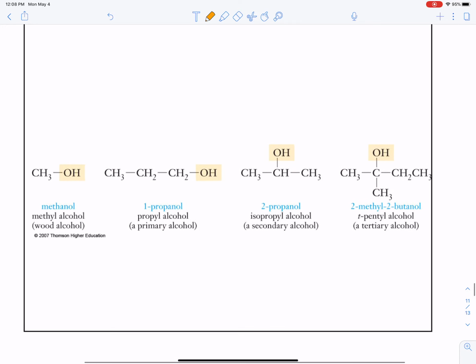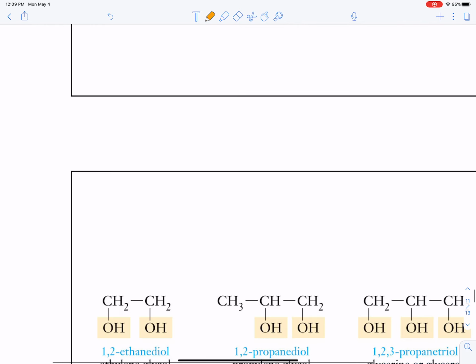Alright, here's some other common alcohols. Wood alcohol is methanol, over here at the left. I showed you propanol and isopropanol. Another one is this T-pentyl alcohol at the far right. Some of these things that are pretty important: methanol, when consumed by living organisms, produces formaldehyde. There was an episode of House that had that.